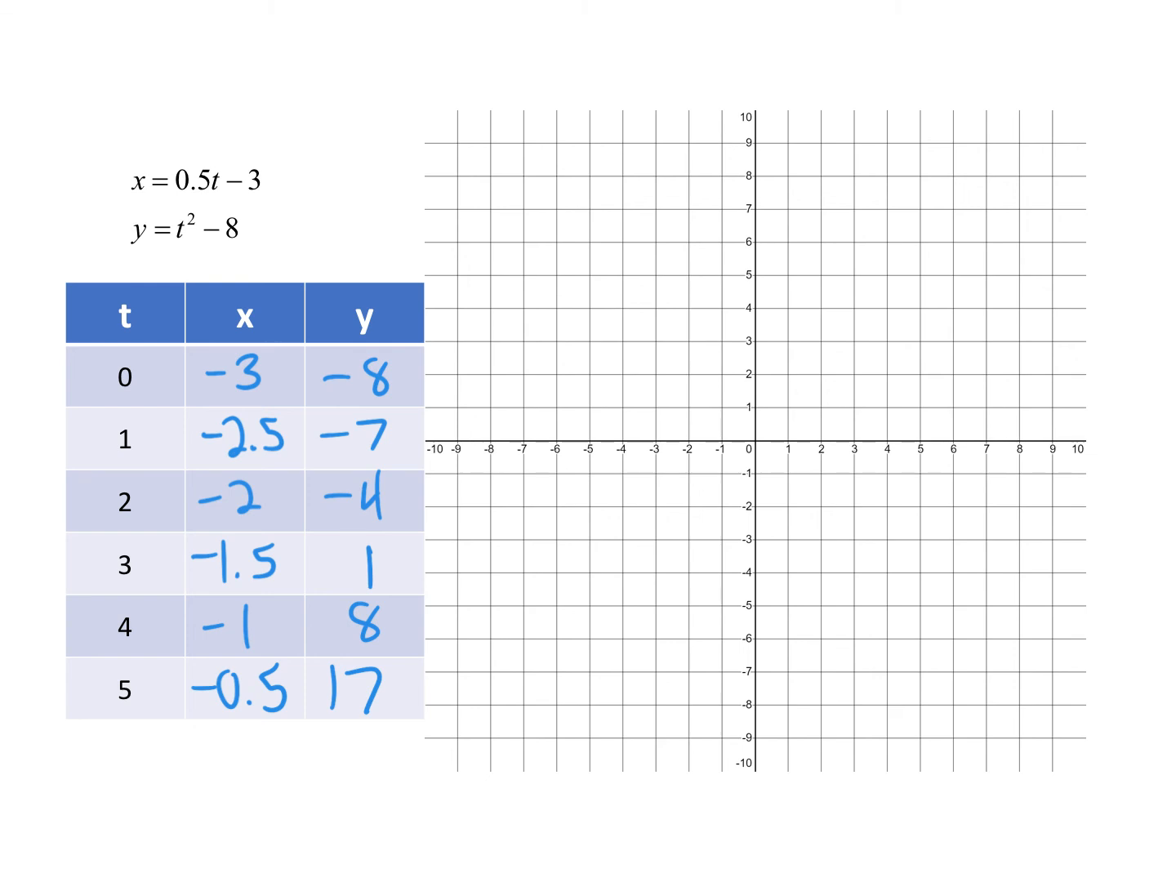So at t equals 0, we have -3, -8, then -2.5, -7, -2, -4, -1.5, 1, -1, 8, and then we're already off the graph. So we'll just plot what we can on the graph. Try and connect your dots as smoothly as you can.